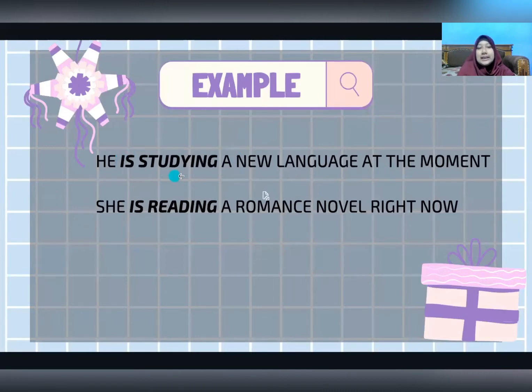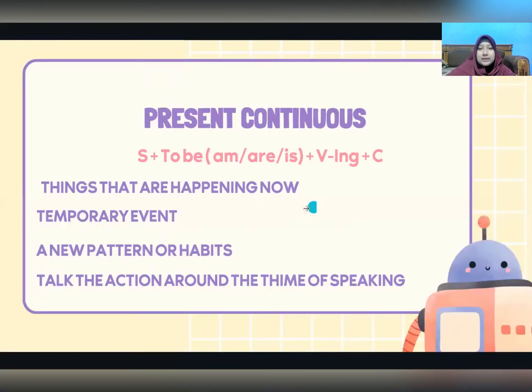This is the example for present continuous. First, he is studying a new language at the moment. Second, she is reading a romance novel right now. These sentences tell about things that are happening now.